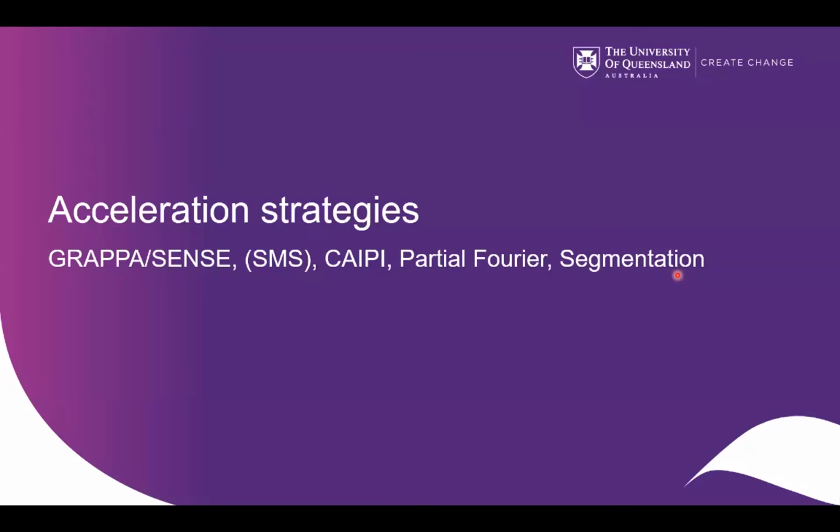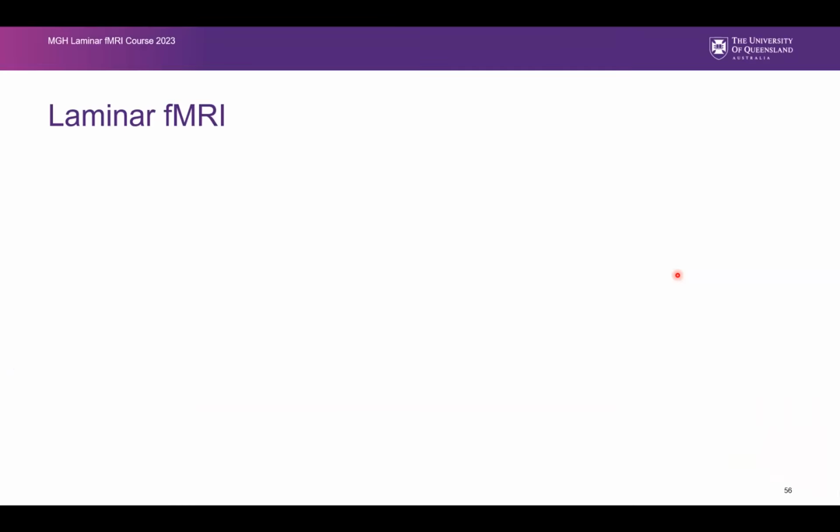Okay, I have to hurry up. So, acceleration strategies. Why are we here? Why are we discussing this? What is the one single thing we need to make laminar fMRI work? Why can't you just take your usual sequences and do a laminar analysis? What do we need? Resolution. Yeah, thank you, Renzo. We need smaller voxel size.